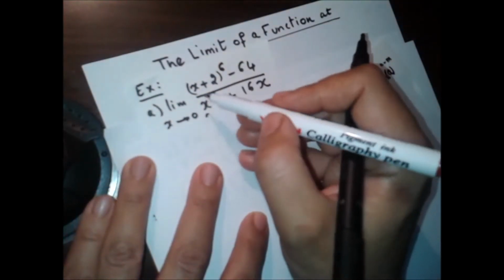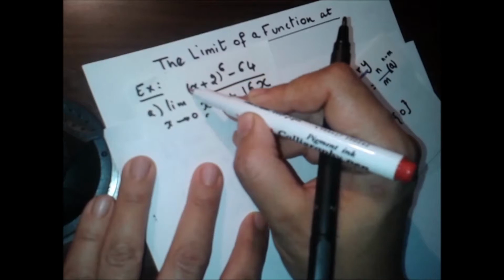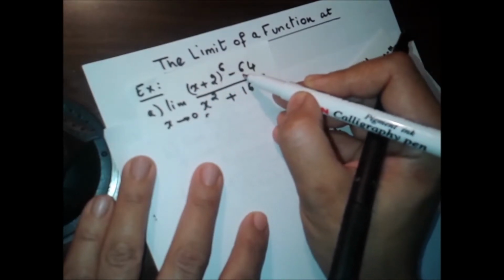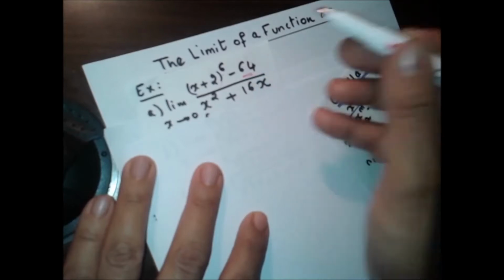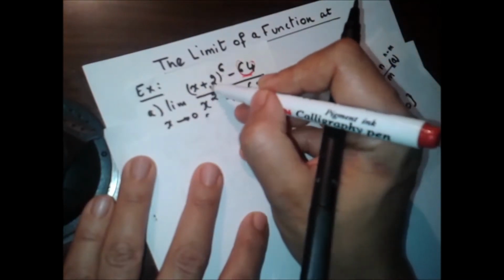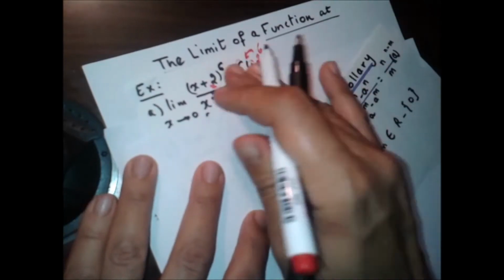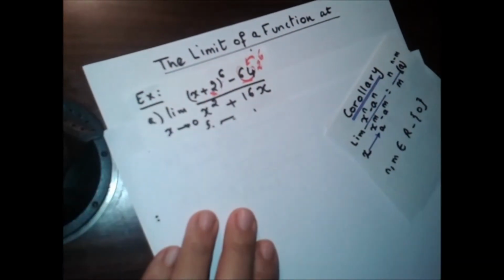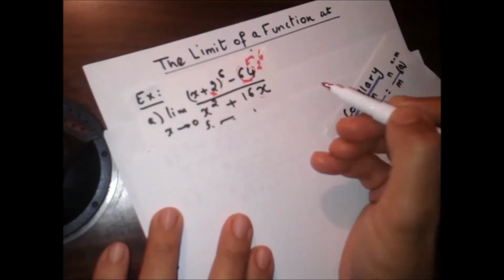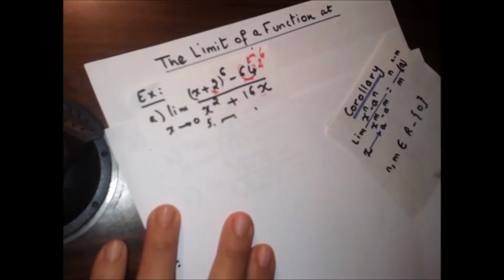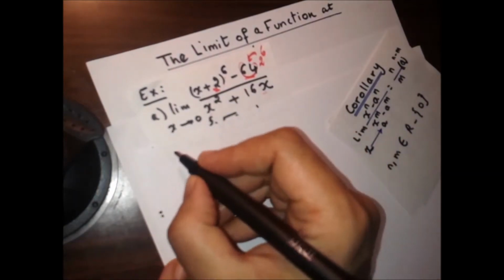Look at the numerator. We have two terms. Keep this as the first term, and it has the x plus 2 and it has the power of 6. And the second term is 64. We can just change it into 2 to the power of 6, because 2 to the power of 6 is 64. What about the denominator? For the denominator, we have two terms with x, so we can just factorize it by taking out x as a common factor. Let's see.